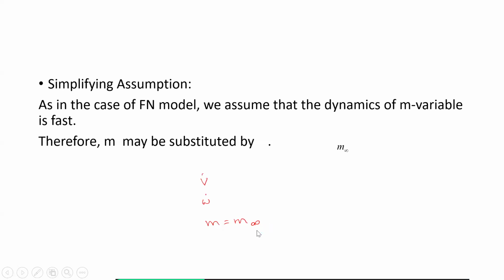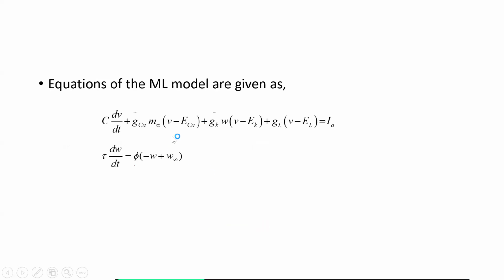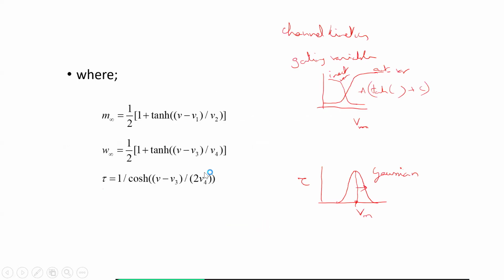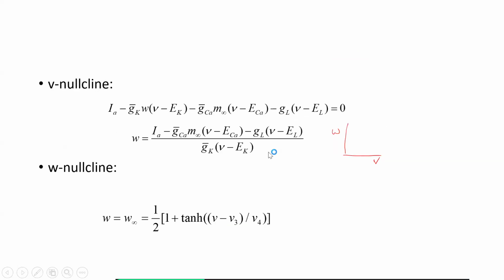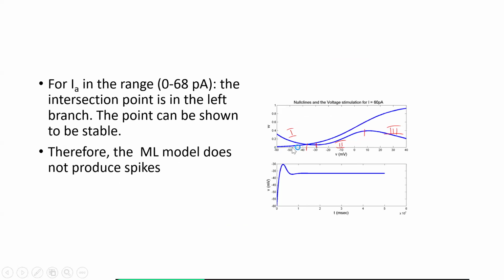You simplify this by making an assumption that the M equation always settles down, since it's a very fast dynamics. So M is equal to M infinity. If you substitute this, you get only 2 variables like this. If you draw the phase plot, it will look like this. Again, just like in the previous model, you have this N-shaped null line, that is the P null line. The second null line corresponds to W, and looks like a sigmoid.